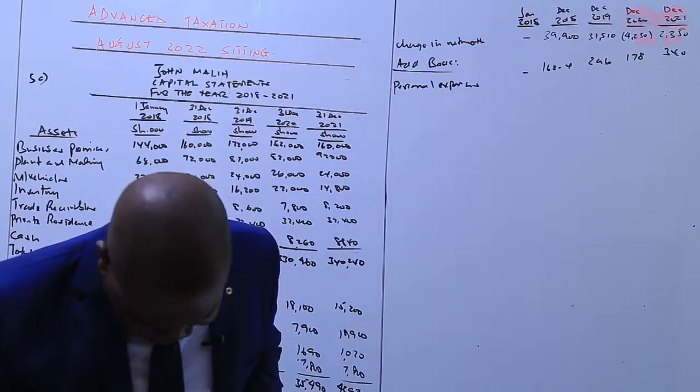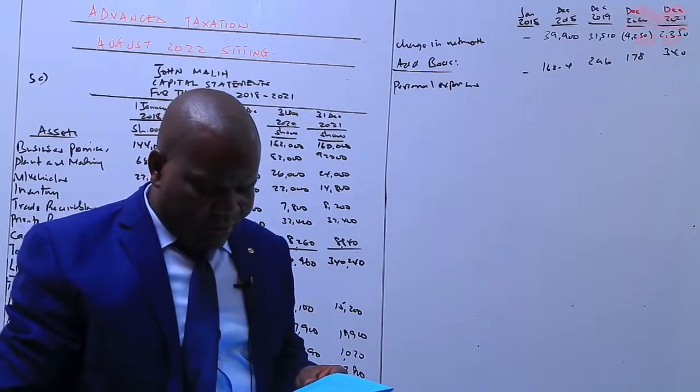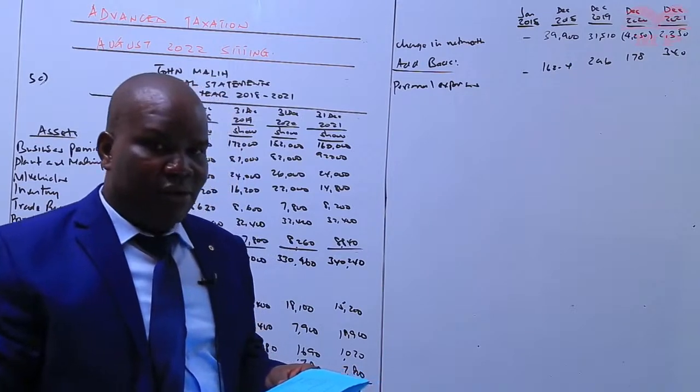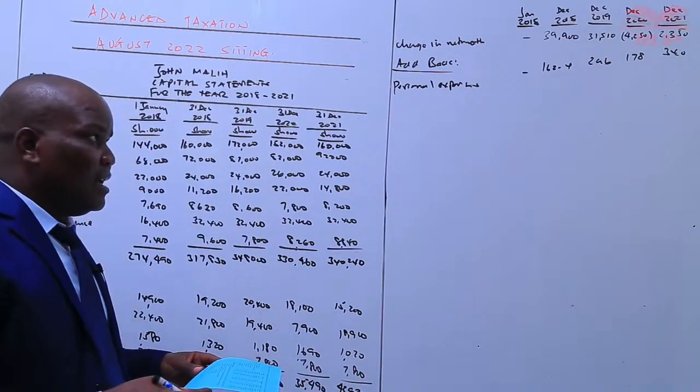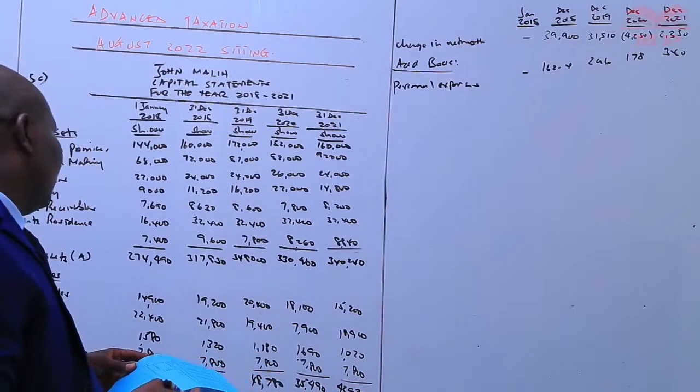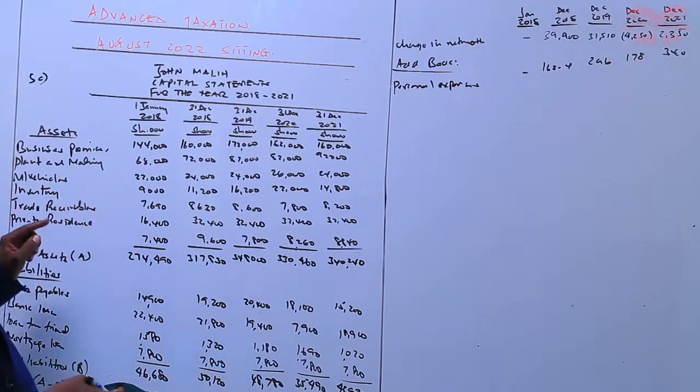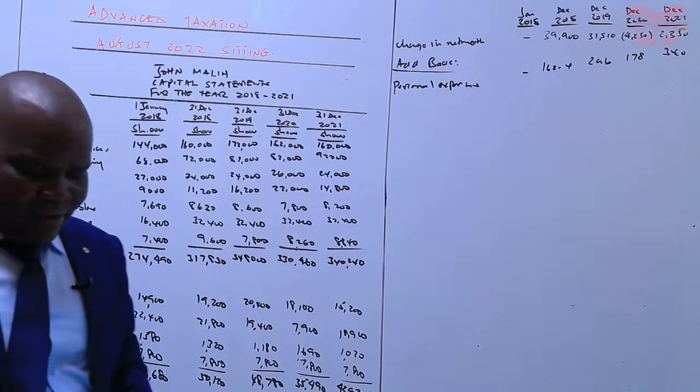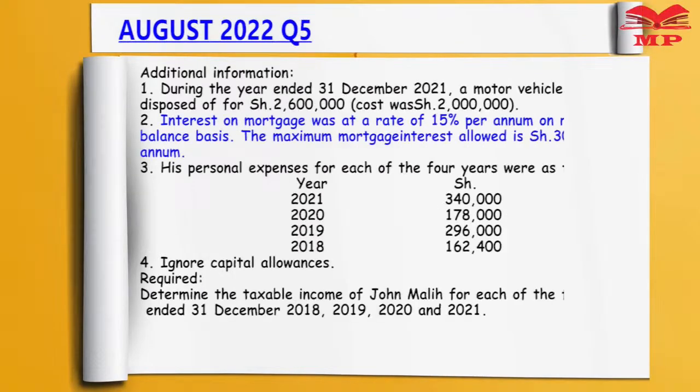Another item to be added back. Now, information 4 says we ignore capital allowances. Now, we know capital allowances are deductible instead of depreciation. If you look at these assets, we have plant and machinery, for example, here. Plant and machinery is prone to depreciation. So, instead of depreciation, we should have deducted capital allowances. But information 4 says we ignore capital allowances.